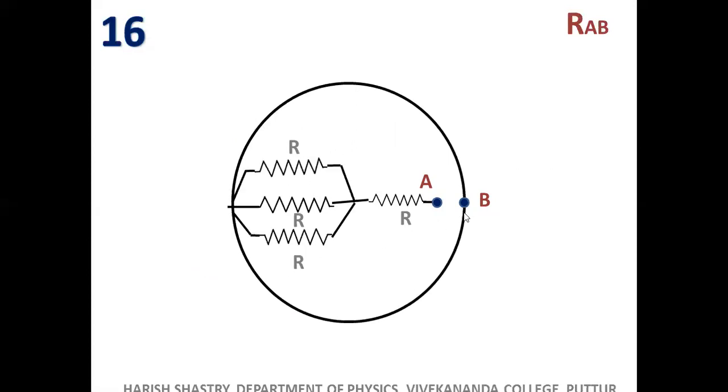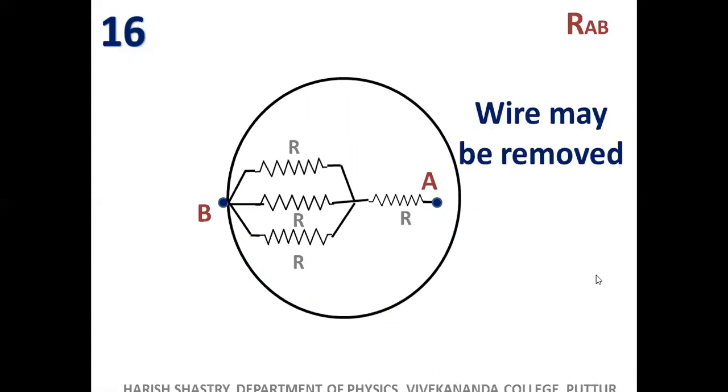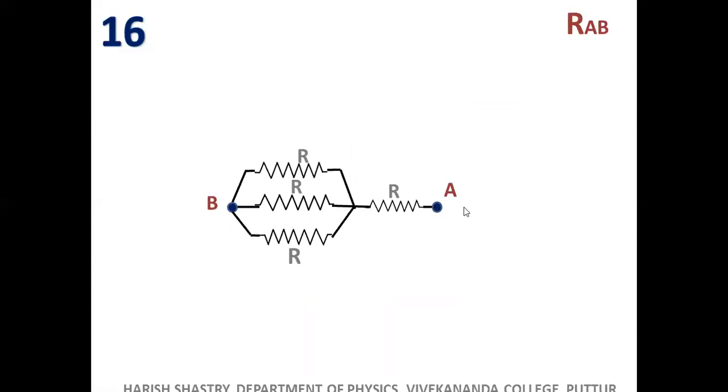Three R's in parallel. Of course, you can bring this point B here. Point B can be moved easily here. Then the wire may be removed. Then R by 3 plus R, that is 4R by 3. Shall we move on to the 17th question?